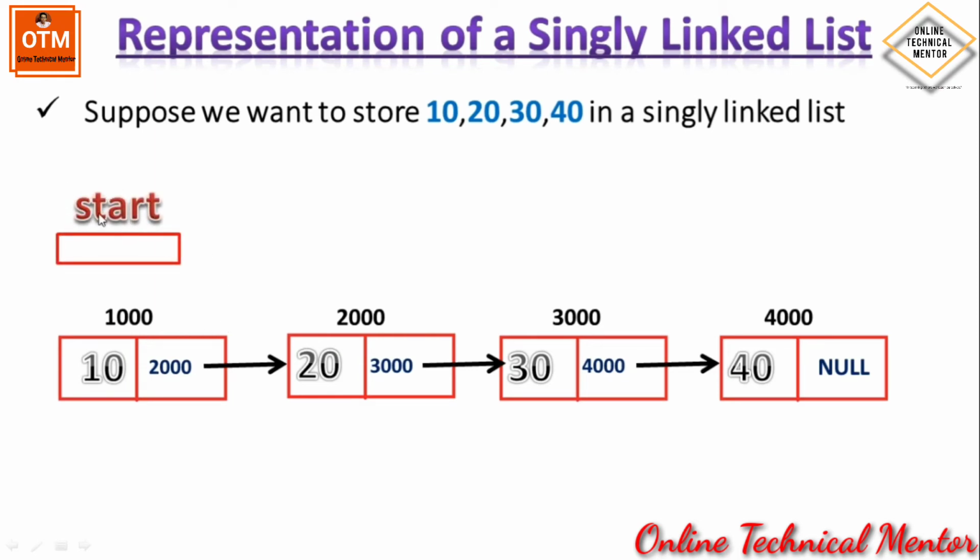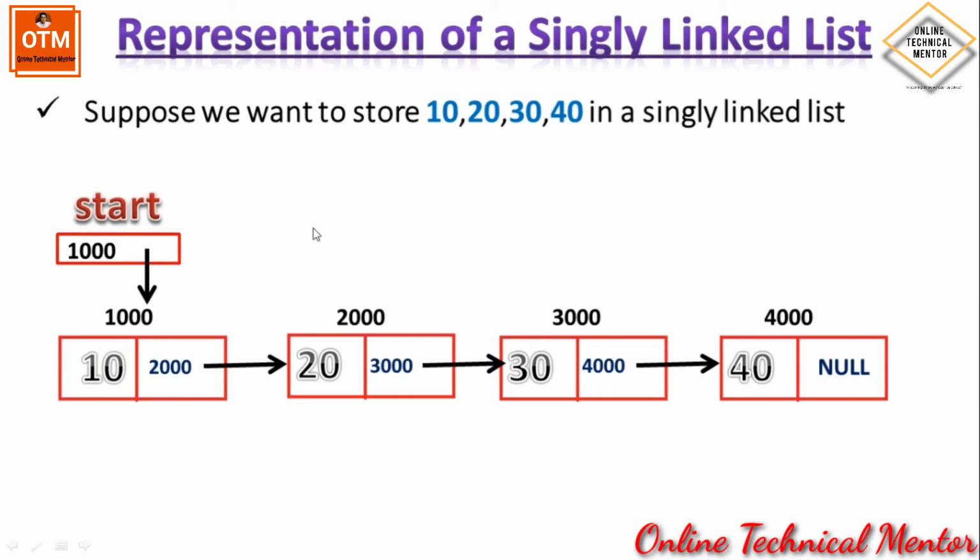Suppose I am writing over here a start pointer variable. You can also write head or beginning in place of start. So it's just a name, and you can give any name in place of start. Since this is the starting of the list, I have written start over here. This start pointer will hold the address of the first node, that is 1000, which means that start is pointing to the first node.